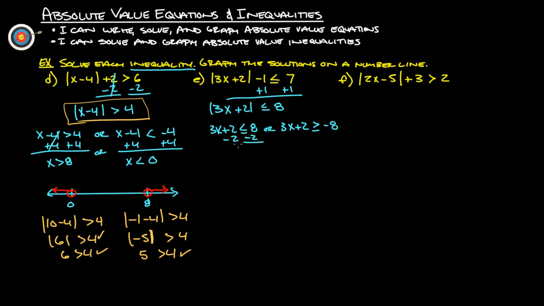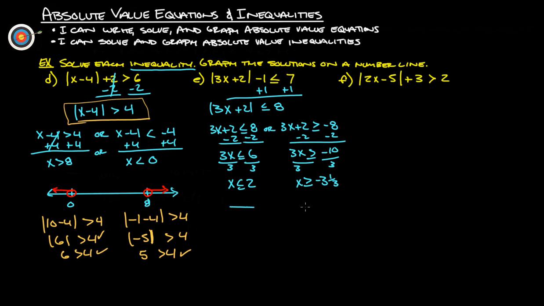Subtract 2 from both sides. 3x is less than or equal to 6. Divide by 3. X is less than or equal to 2. And then over here, subtract 2 from both sides. 3x is greater than or equal to -10. Divide both sides by 3, and we get x has to be greater than or equal to -10 thirds, which is -3 1/3, right? Or -3.3 repeating. I like 3 1/3 because then you don't have to do any rounding or anything like that.